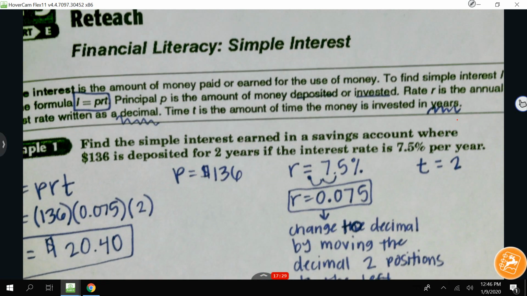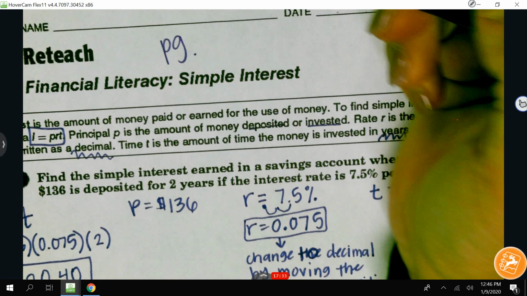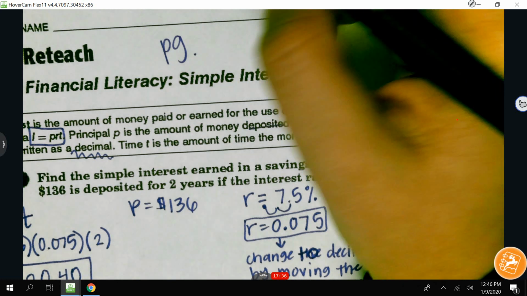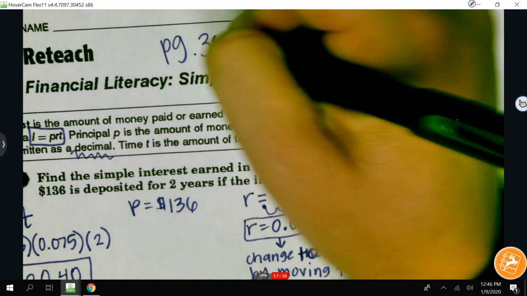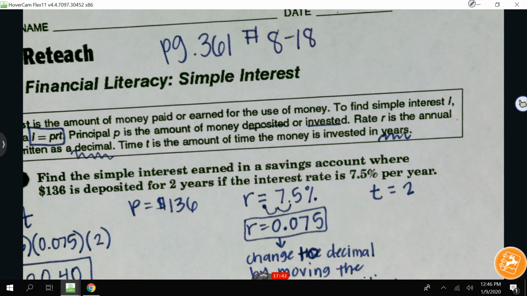You can write your homework up here at the top of the page so you know what you're doing. Is it 361? Yep, page 361, numbers 8 through 18. Remember, I do want to see exactly what we just did down there at the bottom. I want to see I equals all your numbers plugged in and then your final answer. Okay? Don't just give me a final answer.